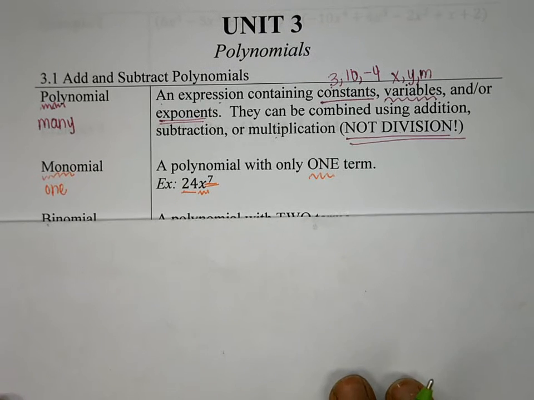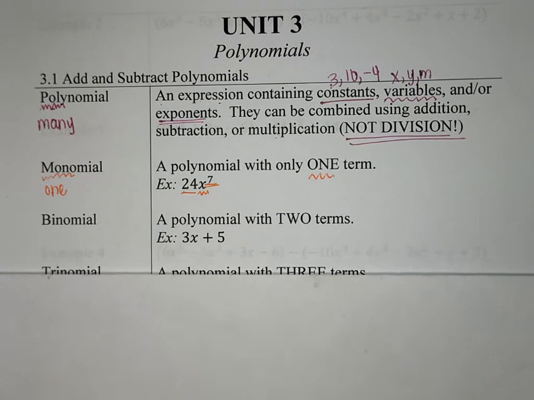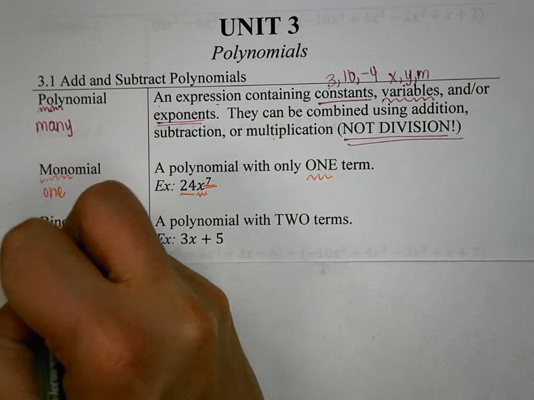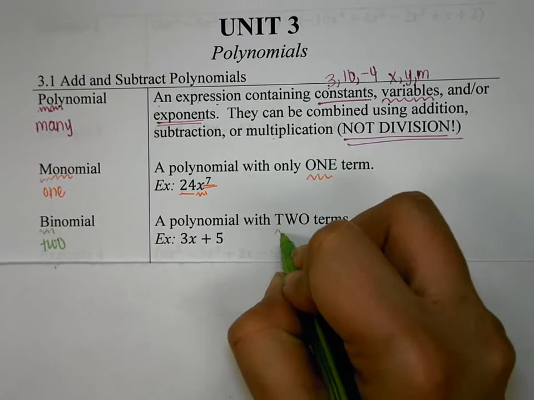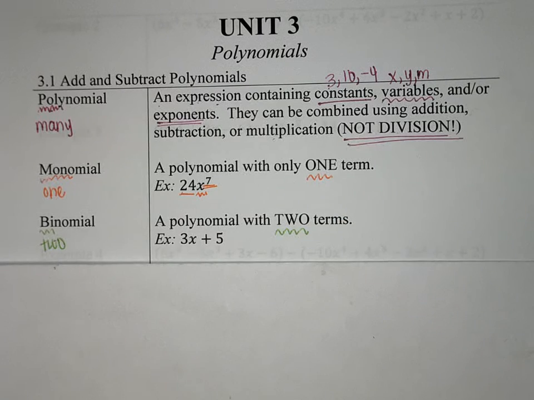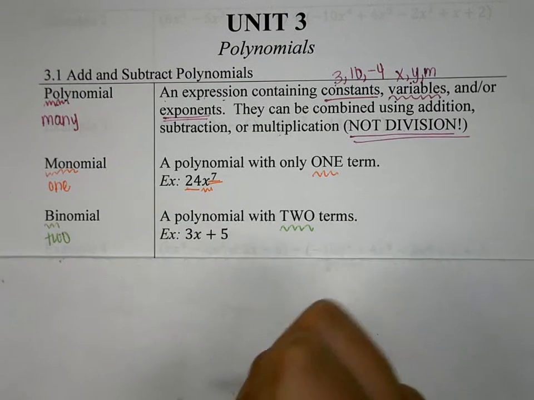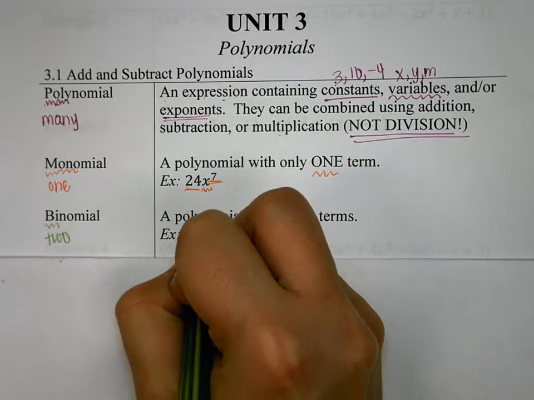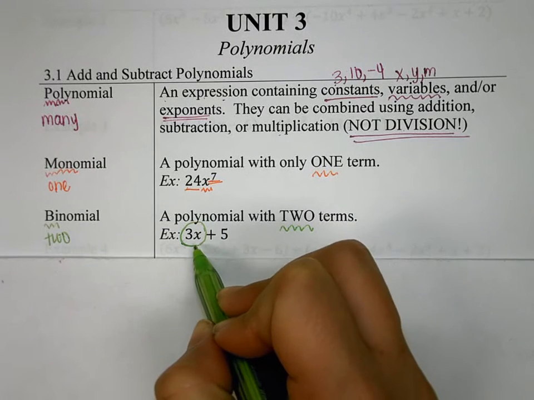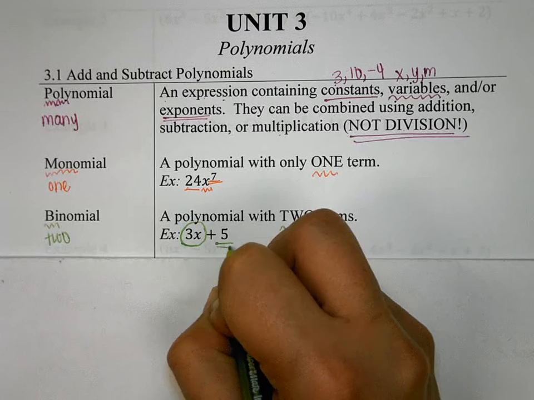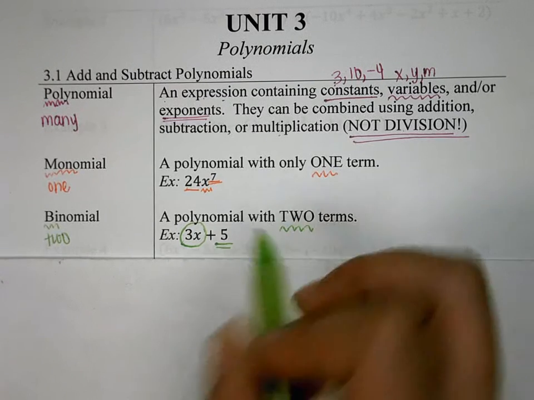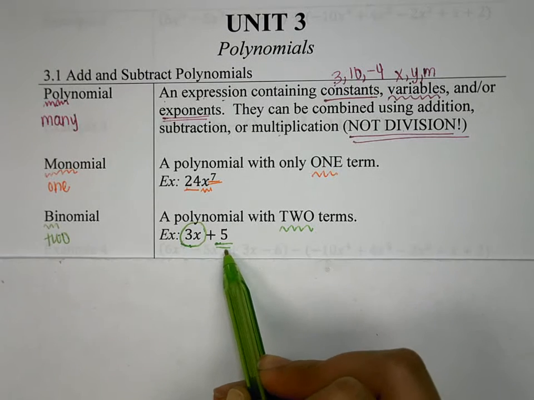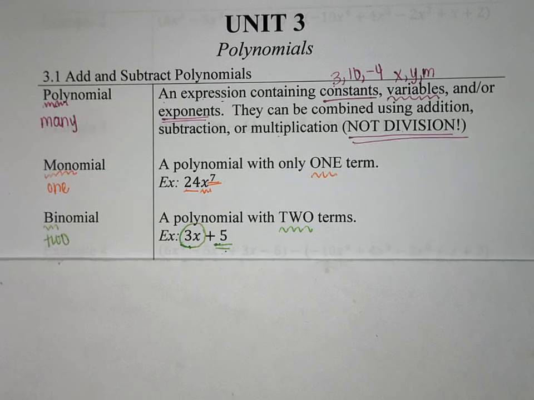Another special kind of polynomial that has its own name is a binomial. Now, bi means two. So a binomial is a polynomial with two terms. And an example here would be 3x plus 5. 3x is one term. It has a constant and a variable. And then 5 is another term. And they're put together by addition. So we have two terms here, 3x and 5, and they're put together by addition. That is a binomial.